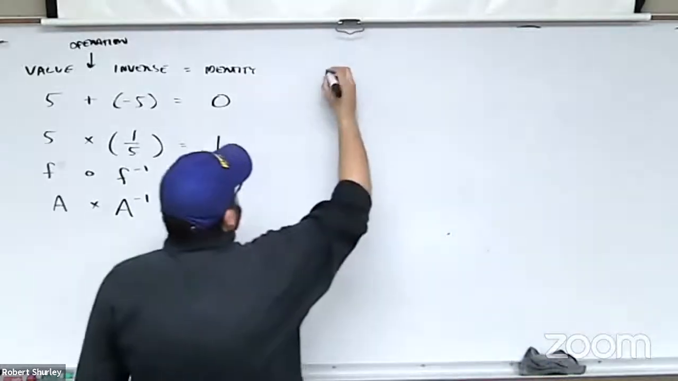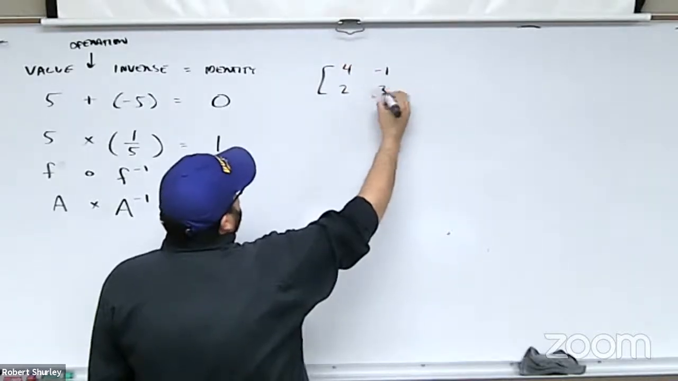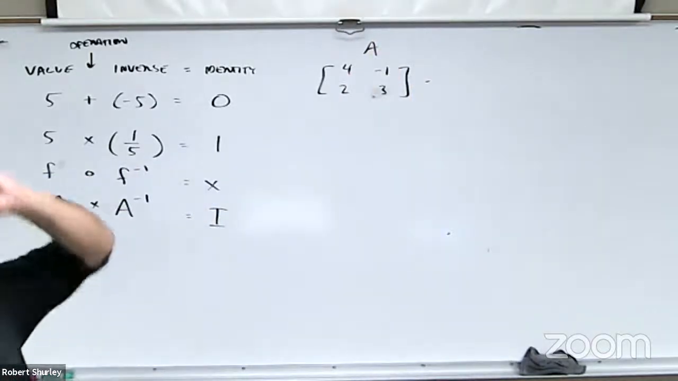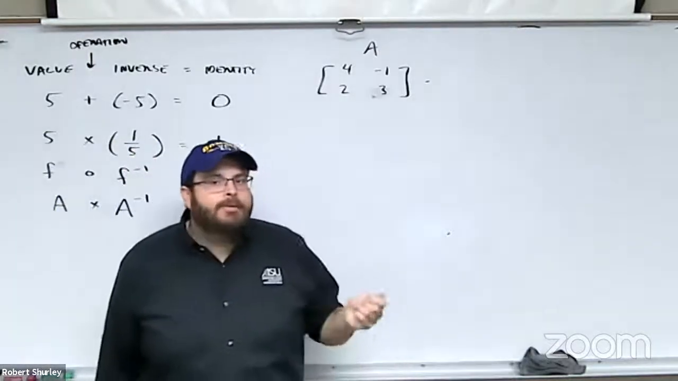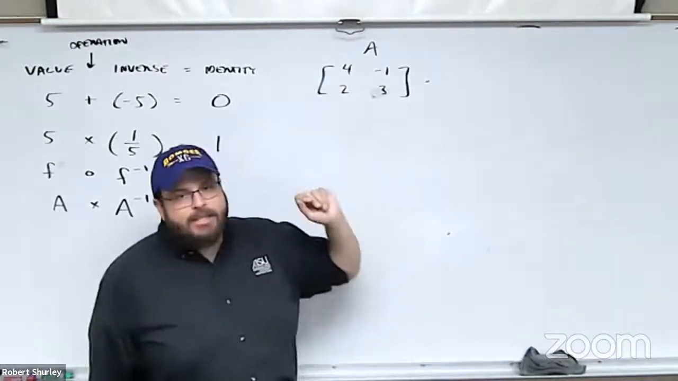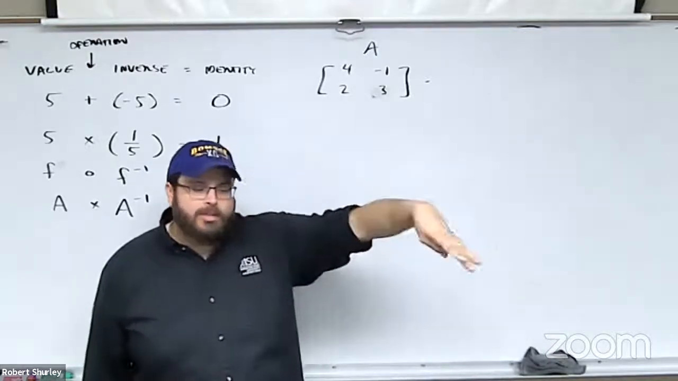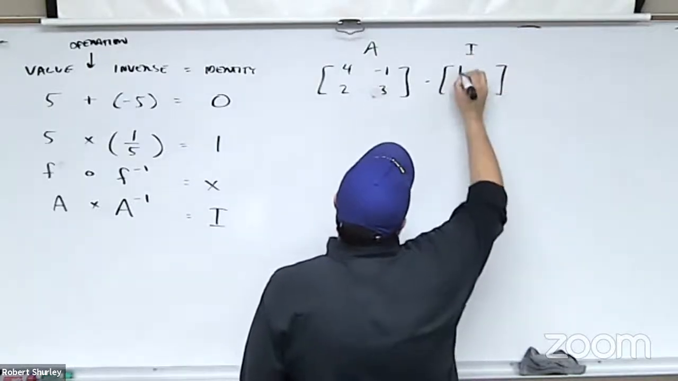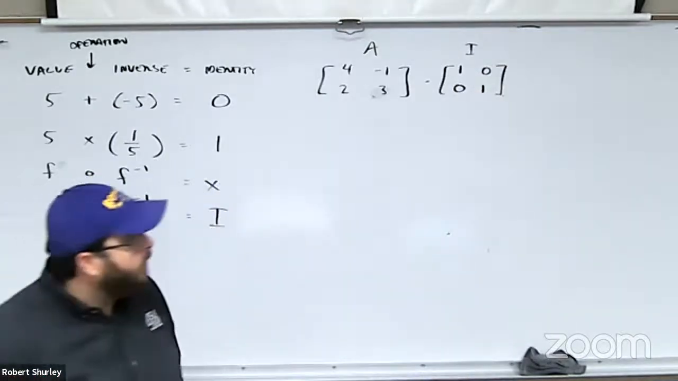If I gave you, let's say, 4, -1, 2, and let's use 3. Okay, we'll call this matrix A for now. If I multiply that by the identity, so the identity has to be a square matrix, first off. And it's going to be ones and zeros, but the ones always make a diagonal. So for this one, the identity matrix would be 1, 0, 0, 1.